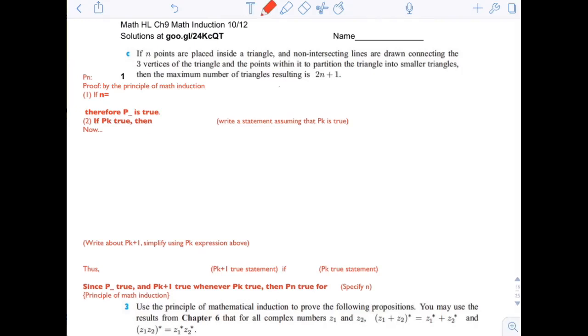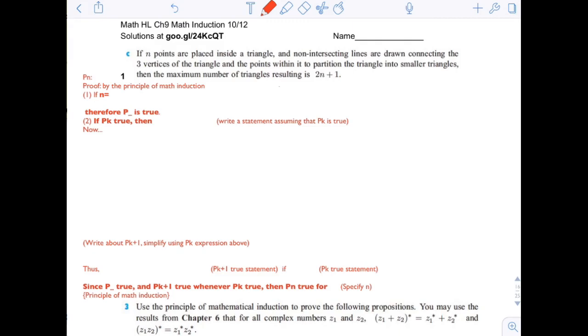Page 10 of Math Induction, 1C. If endpoints are placed inside a triangle and non-intersecting lines are drawn connecting the three vertices of the triangle and the points within it to partition the triangle into smaller triangles, then the maximum number of triangles resulting is 2n plus 1.